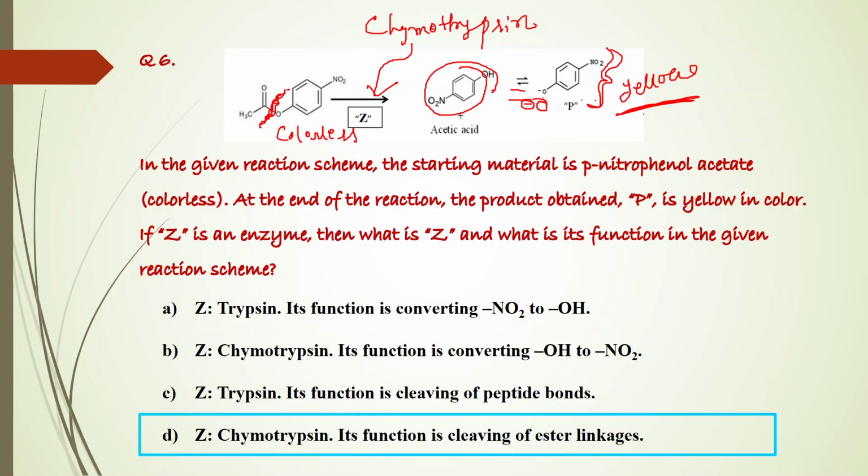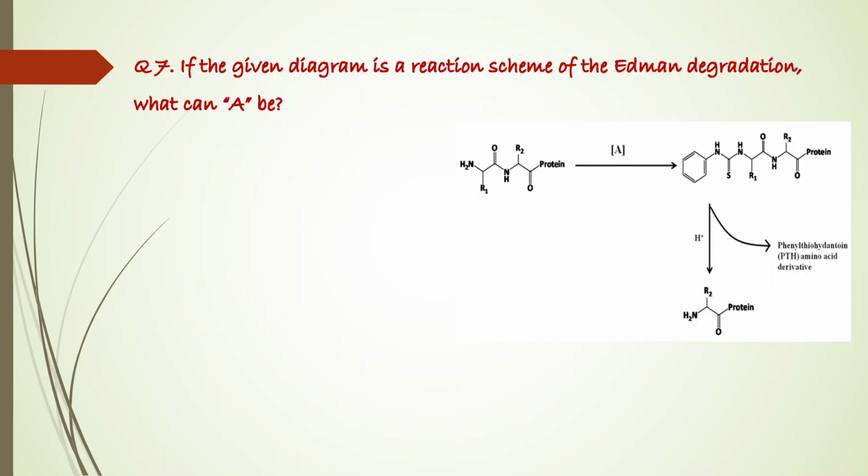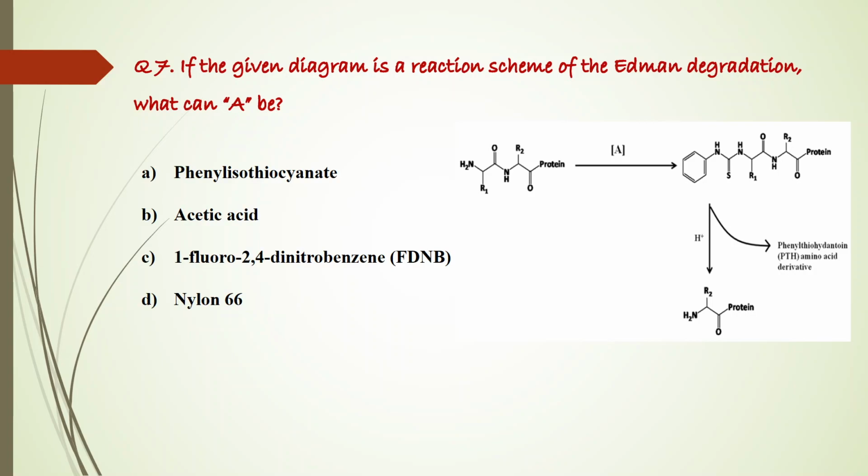Fine. This question was finished. So we will start from question number 7 in this session. The first question states that if the given diagram is a reaction scheme of Edman degradation, what is A? This is your question. These are the options. This is a very easy one.